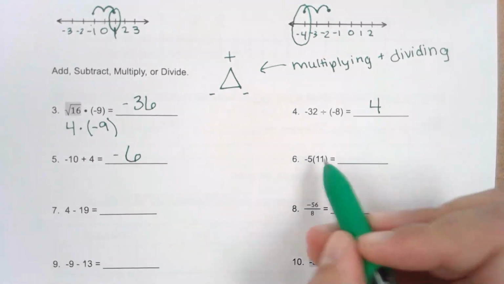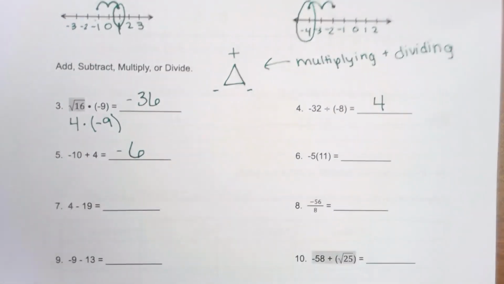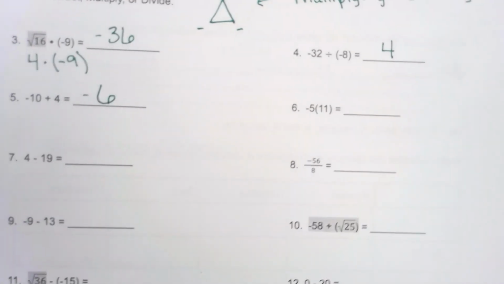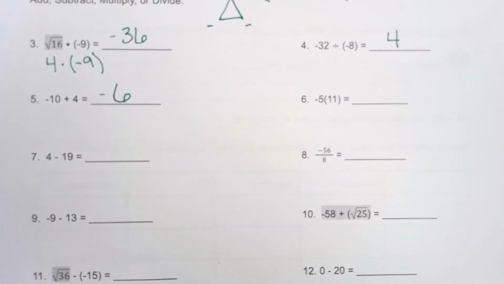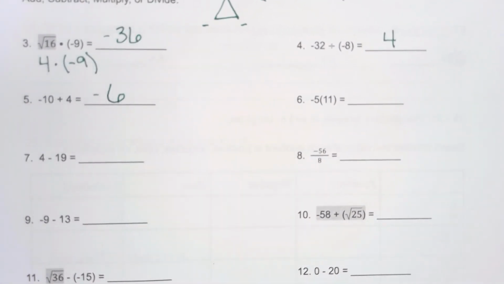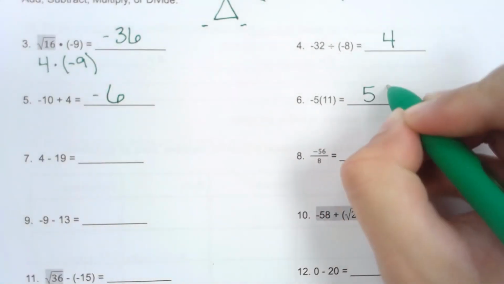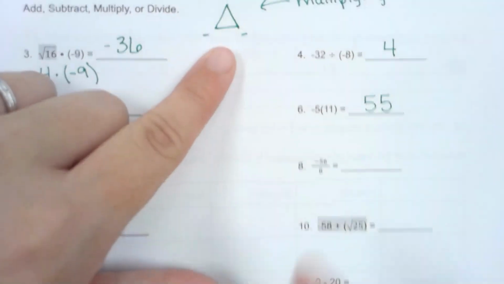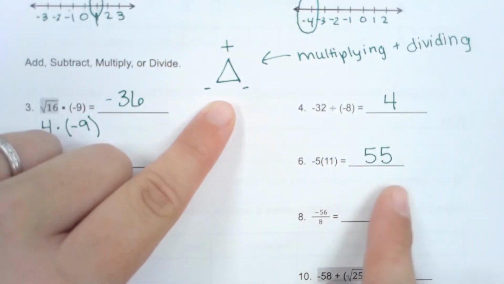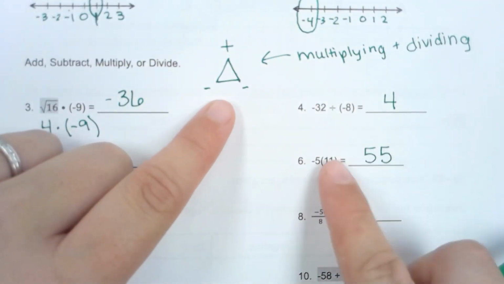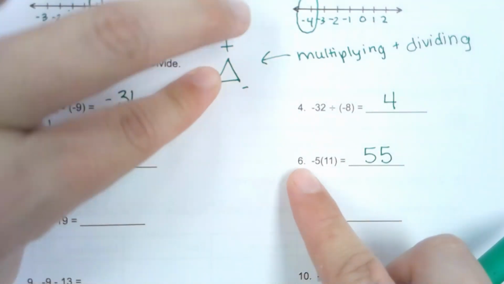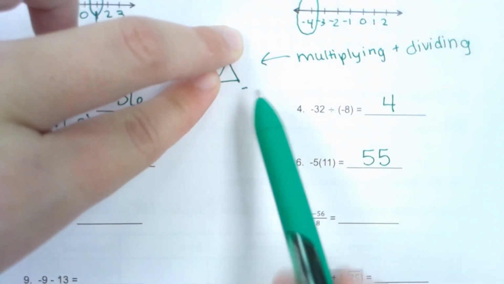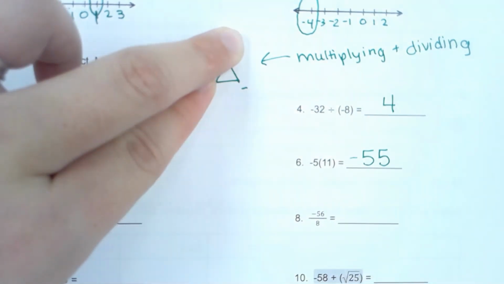Number 6, whenever a number is shoved up next to parentheses, that means that we are multiplying. So just multiply 5 times 11 like normal. So 5 times 11 is 55. And then use your Christmas tree to figure out what answer you are going to have, if it's going to be positive or negative. So I have a -5 times a positive 11. So I have a negative left, so that means that my answer is going to be negative.